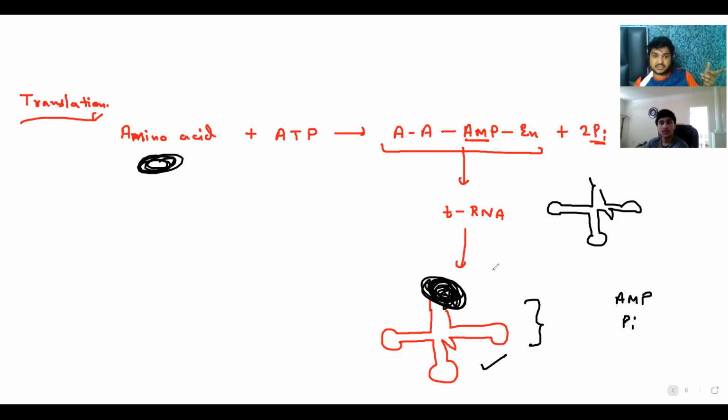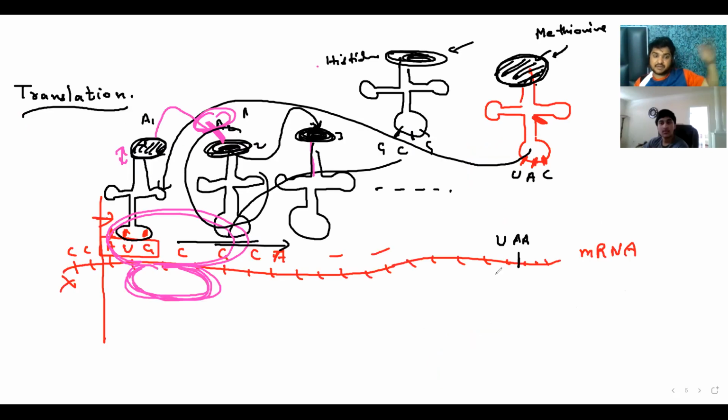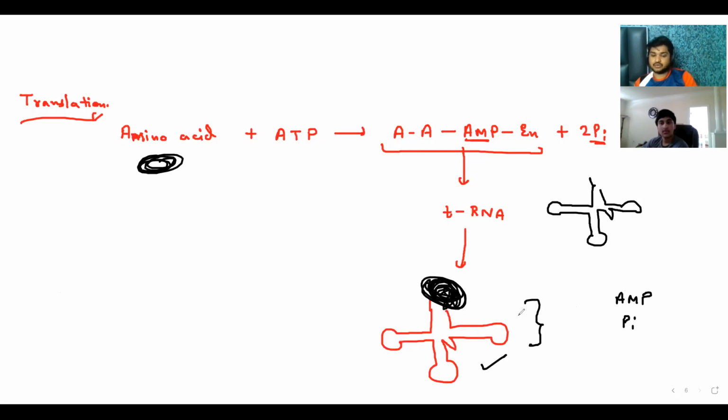In the process we just saw, they will come one by one at the respective code. Now it will code here, and the respective amino acid will come. In AUG, can another amino acid come? No, the code will not match. Every amino acid has some code, so that will not match.